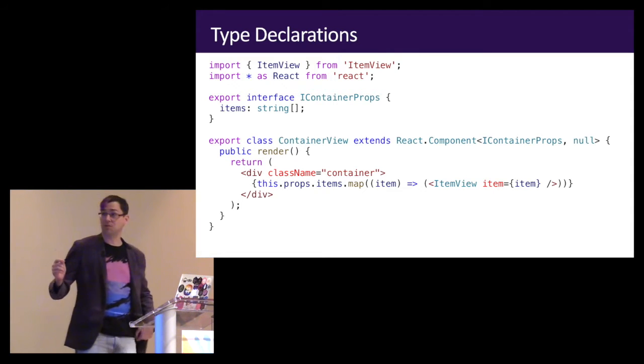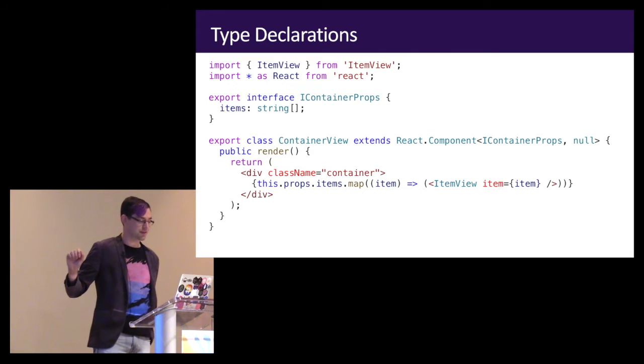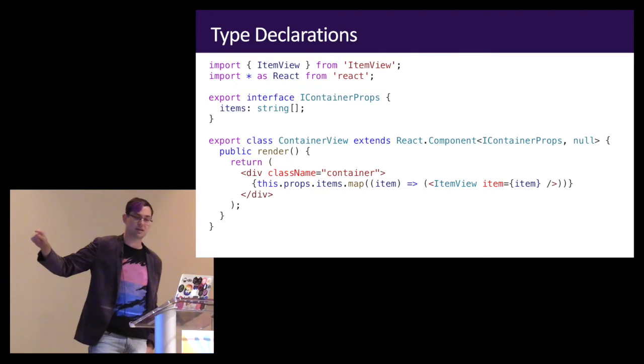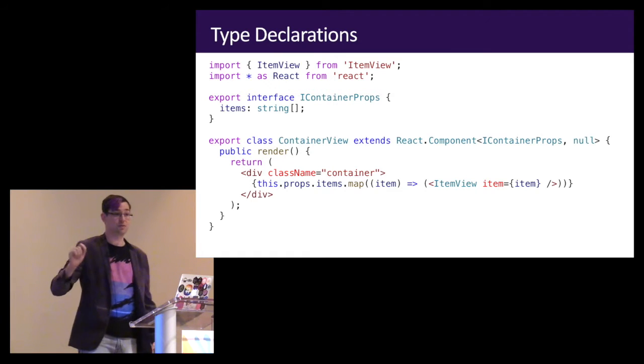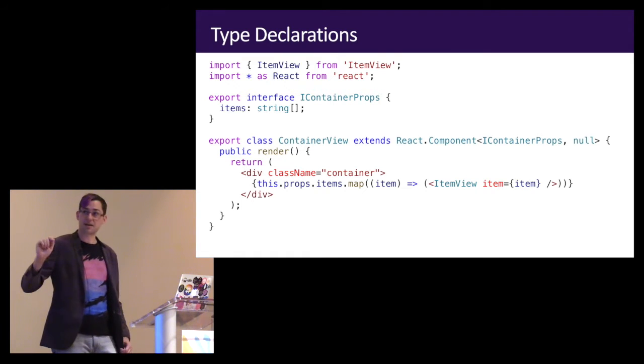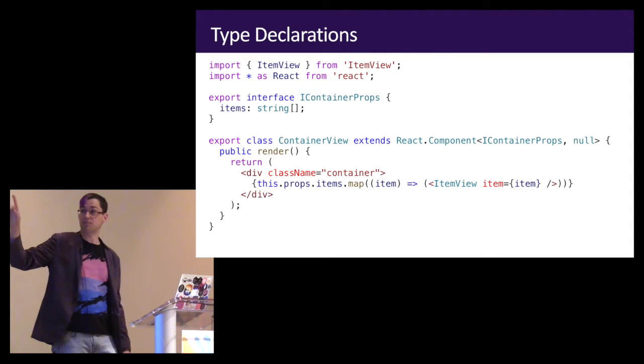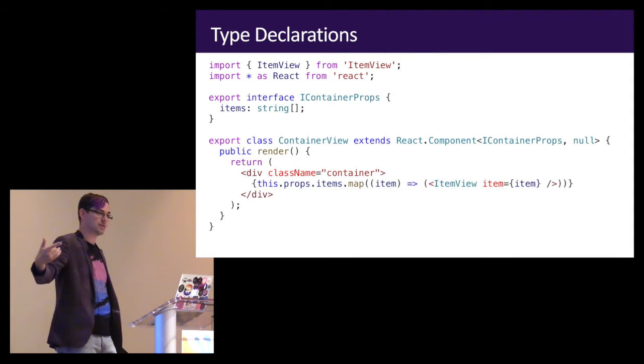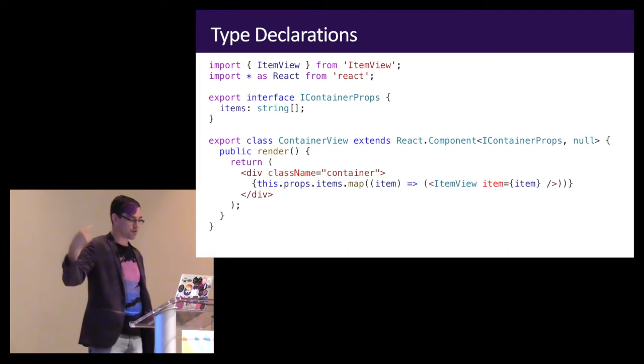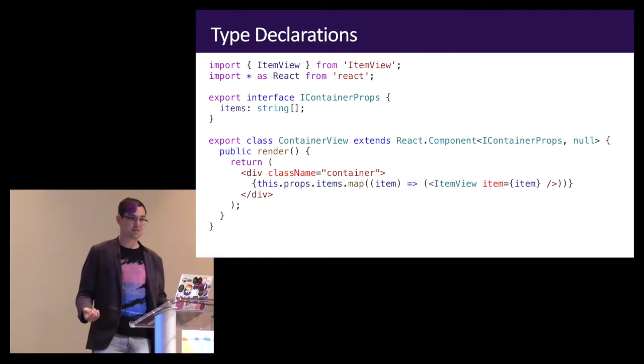And so this is really cool, because if you look in the render method, you see we access this.props.items.map. This.items is an array. It's an array of strings. Because we have supplied this generic, the generic React.component thing, with an interface, we can say, oh, this.props now conforms to this interface. And we know that items is an array. And so we actually have strict type checking on that.